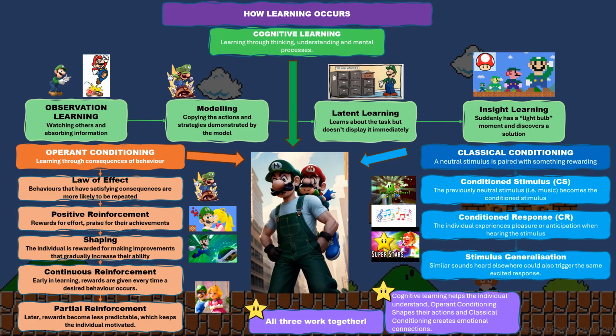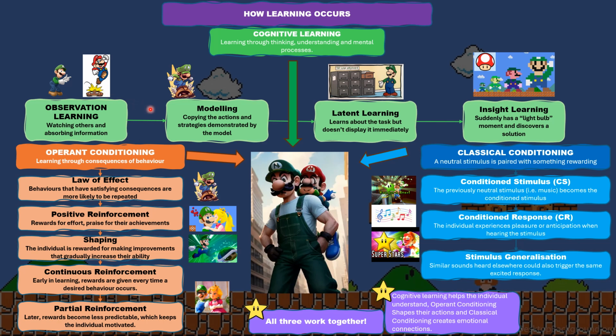The first section of the mind map focuses on cognitive learning. Cognitive learning suggests that learning involves active mental processes rather than simply responding to stimuli. It begins with observational learning, where individuals learn by watching others and observing their consequences for their actions. As we could see, Luigi watching Mario completely destroy that poor Goomba.